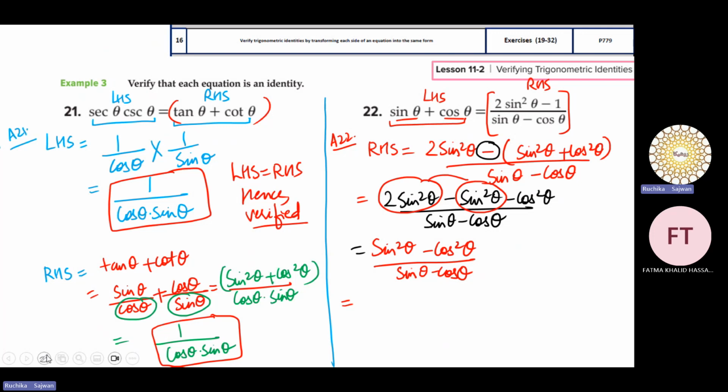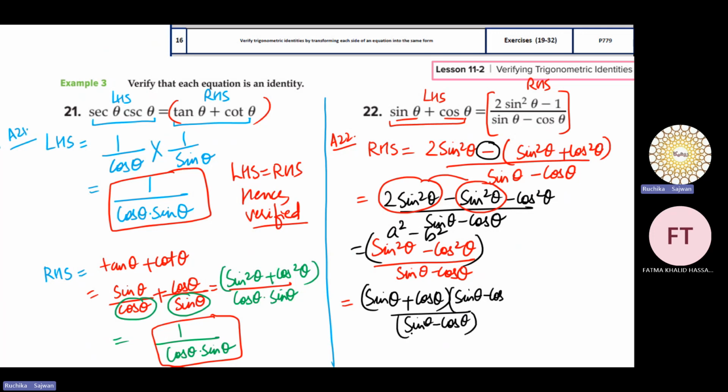Okay, now we are ready to apply some identity. So on the numerator, we can apply a square minus b square. So this becomes sine theta plus cos theta and sine theta minus cos theta. So can you guess in the next step what is going to cancel?